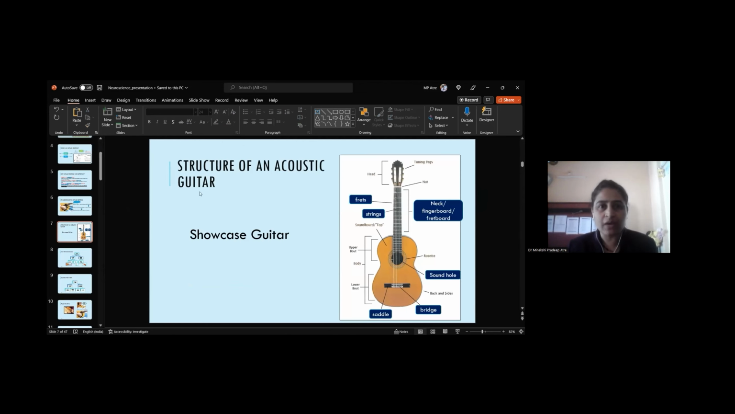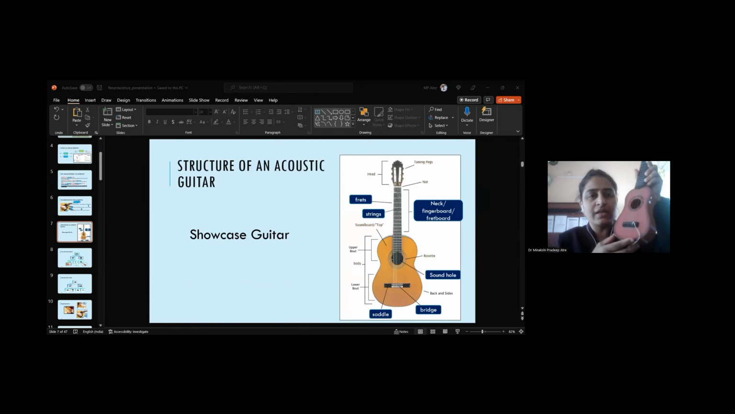Now, the structure of an acoustic guitar. I hope this is visible. So this is an acoustic guitar, right? This acoustic guitar will have these 6 strings over here, you can see. So there are 6 strings and there are 21 frets. Frets are these small metallic structures on the guitar neck which are called frets. So there will be 21 frets available on the guitar, and this is the guitar body.